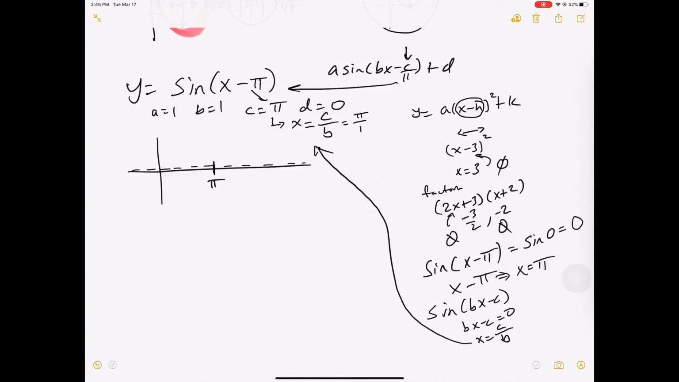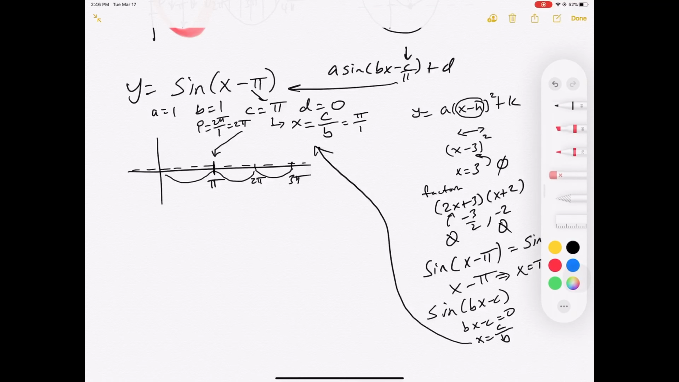Okay, here we go. Our next value b tells us our period, 2 pi over b, which is 2 pi. So since we started off at pi, we won't finish till 3 pi. Okay, that's 1 pi, and we're going to 2 pi. That's 2 pi, and that's 3 pi. Again, we're just counting.